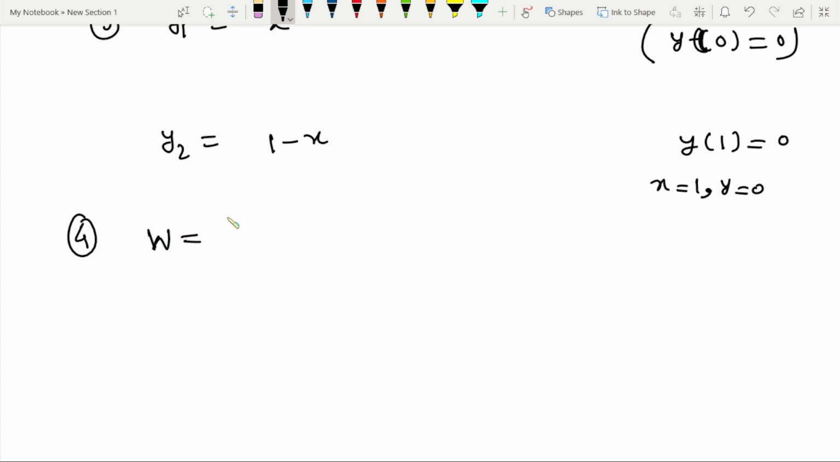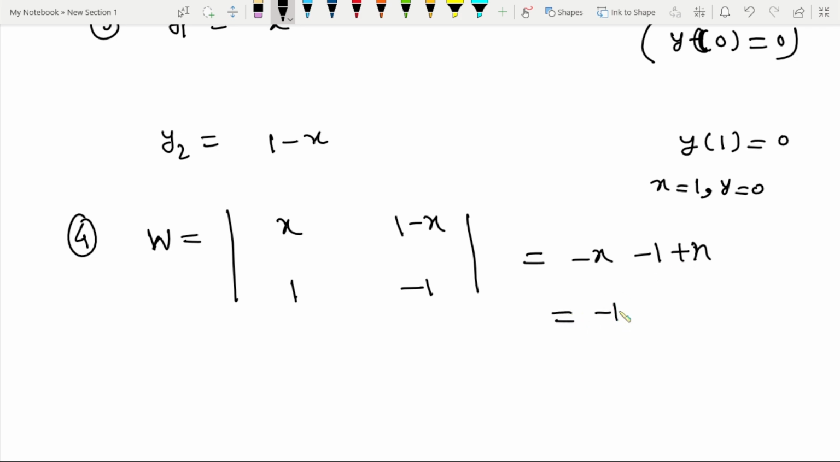Step 4 is the Wronskian. The Wronskian is built from y1 and y2. y2 is 1 minus x, and the differentiation of y1 is 1; we also differentiate y2, which gives minus 1. So this is minus x minus 1 plus x, which should be minus 1 again.